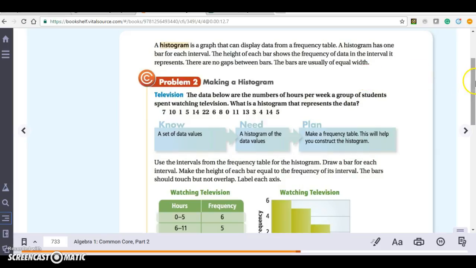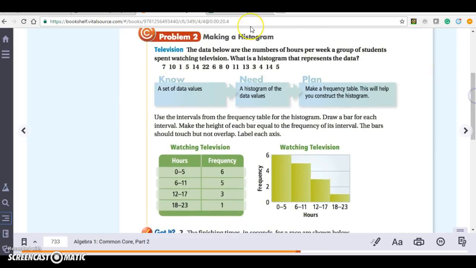Okay, so problem 2, making a histogram. The data below are the number of hours per week a group of students spent watching television. What is a histogram that represents the data? So the data is right here, and I need to make up intervals. The lowest value is 0, the highest value is 22, and it looks like their intervals were intervals of 6.